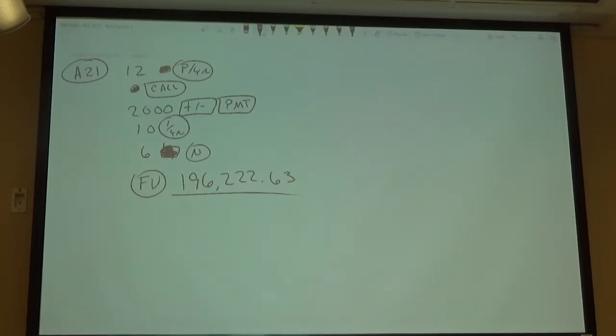All right, so what you're doing, so both of you can see. First thing, you're still set at 1 payment per year, so you need to do a 12 shift payments per year. That's PYR, what's underneath, which I pointed out earlier. So 2,000 plus or minus payment, 10 interest rate, 6 shift in, future value.